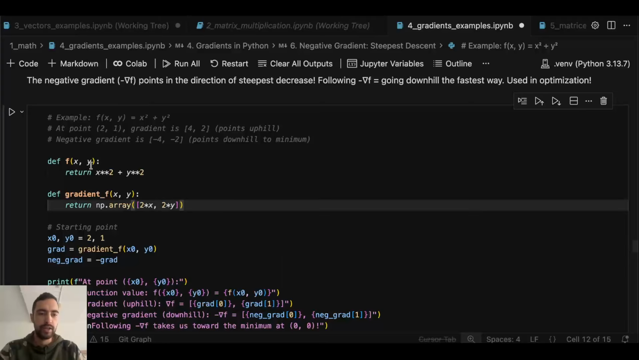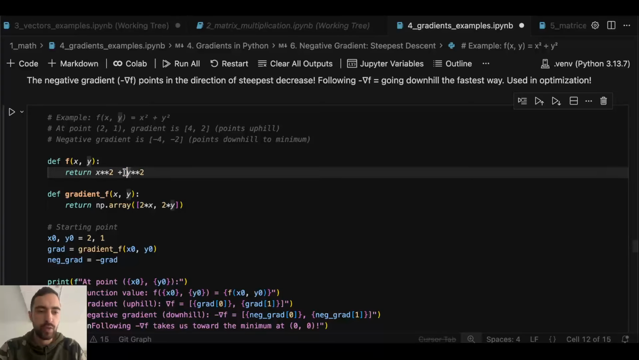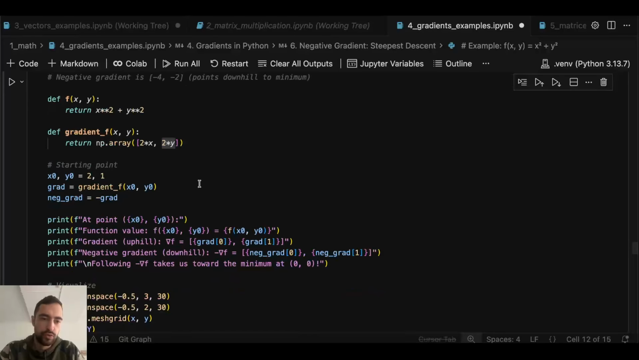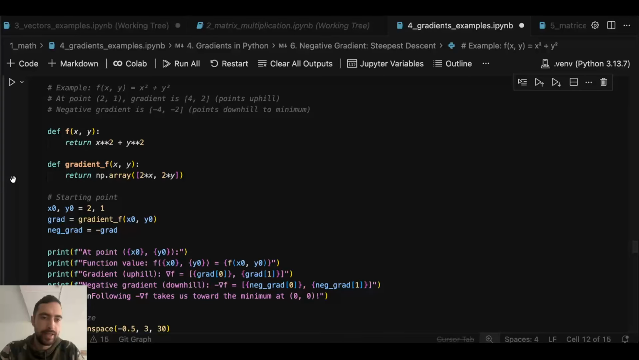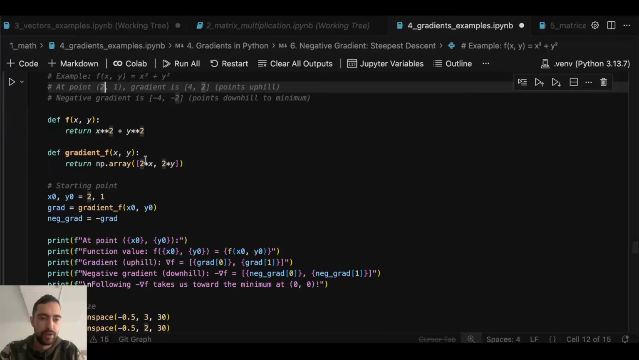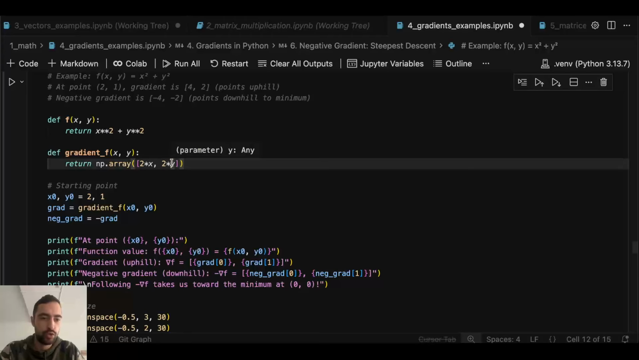I can show you here. The function is x squared plus y squared. This is how you can write square in Python. The gradient will be just 2x and 2y. So let's see some point like (2, 1), so x is 2, y is 1. We're going to get 2 times x is 4, 2 times y is 2 times 1 is 2, so our gradient at (2, 1) will be (4, 2).